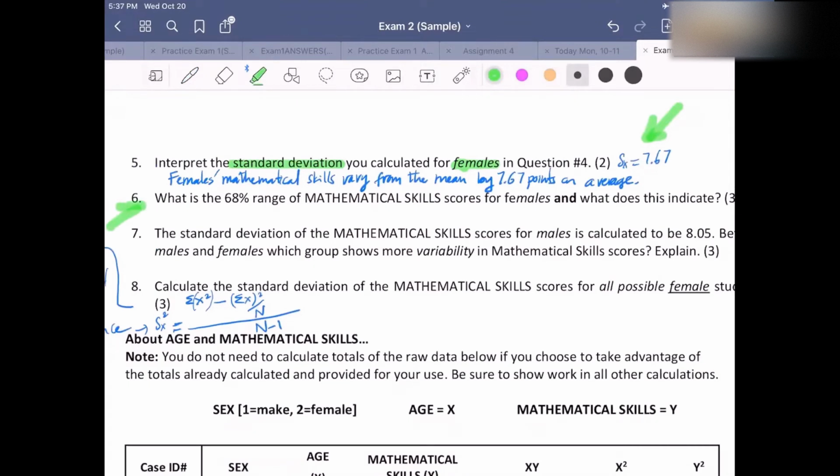Number 6. Perhaps someone can read it out loud for me. How about Nadellen? Can you read it out loud for me? Number 6. What is the 68% range of mathematical skill scores for females, and what does this indicate? All right, thank you. So in this case, you have to find the 68% range of mathematical skill scores for females. And what does it indicate? I'm going to give you 1 minute to think about it, and then if you have the answer, type it in the chat for me.